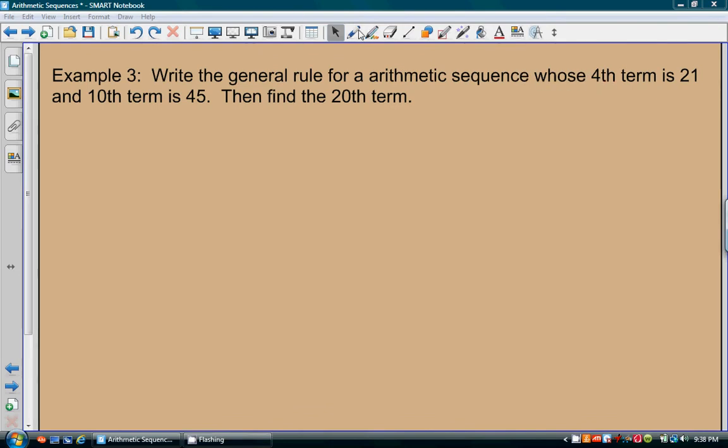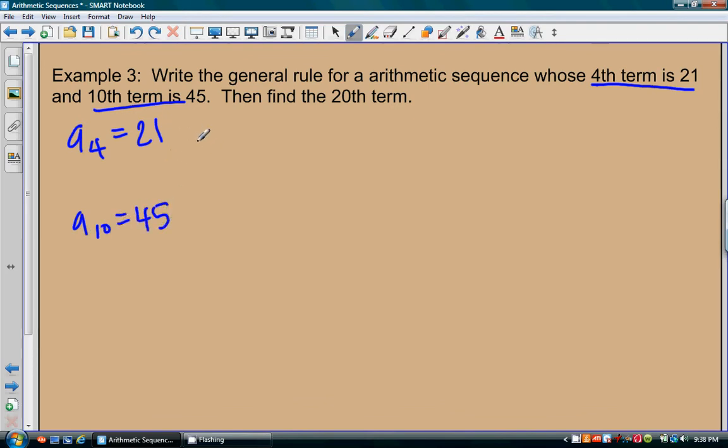So the first thing we're going to do here, let's underline the important information. First off, I know the fourth term is 21 and the 10th term is 45, except we want to put it in math terms, meaning a sub 4 equals 21 and a sub 10 equals 45. Now, again, here we don't know the d, so we're going to leave this blank. We don't know the d, we don't know a sub 0. But we do know n is 4 and a sub 4 is 21, meaning we can get the following equation.